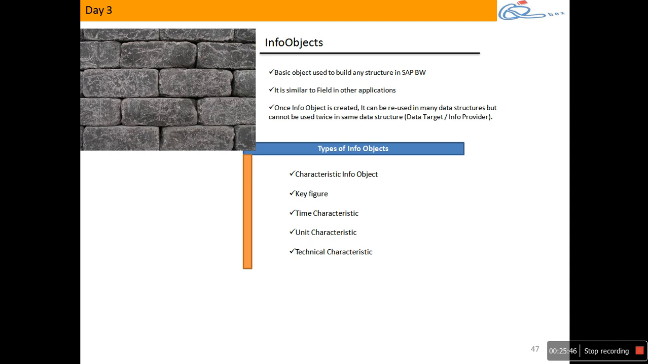Okay? So you should ask me a question: why is it that they never allowed it for time characteristics? Why is it that they are allowing it for unit? When you go to the system, I'll answer that point. But as of now, you cannot create technical characteristics or time characteristics. You can only create normal characteristics, key figures and unit characteristics.